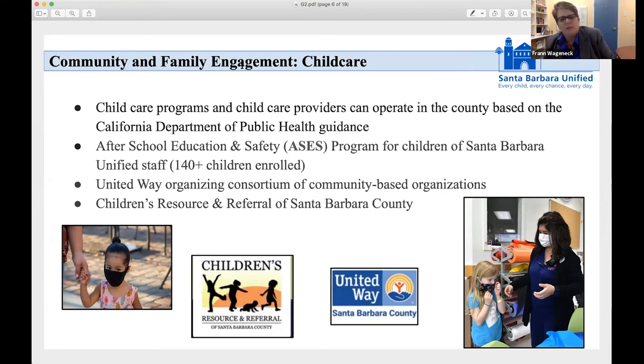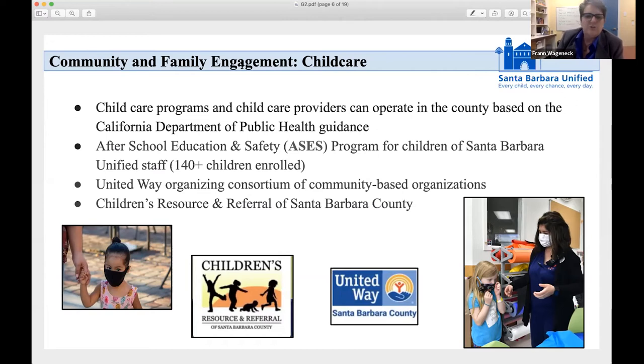It has to operate under very rigorous, strict procedures. Unfortunately, we have two individuals, Daisy Ochoa and Kathy Serrano, who know how to do that. And so we'll be running the After School Education and Safety, or ASES, program for the children of our staff. At the time we created this slide and published, it was over 140 students. We now have 170 students enrolled in that program.